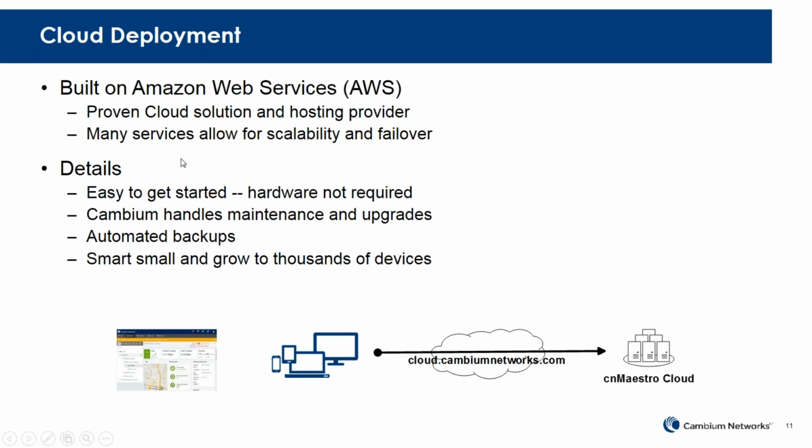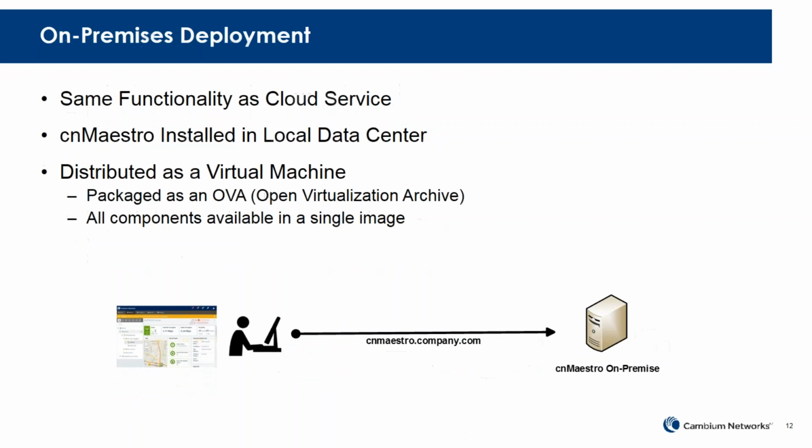So we'll talk a little bit about the cloud deployment. This is built on Amazon Web Services. So we have tens of thousands of devices being managed today from our ePMP line, from our Wi-Fi line, from PMP 450, and that's been very successful. It's very reliable. Customers like this because they don't have to worry about upgrading the software. They don't have to worry about maintaining servers, doing backups. It's all managed up in the cloud, and it's very convenient to let that all happen and be taken care of without your own IT personnel.